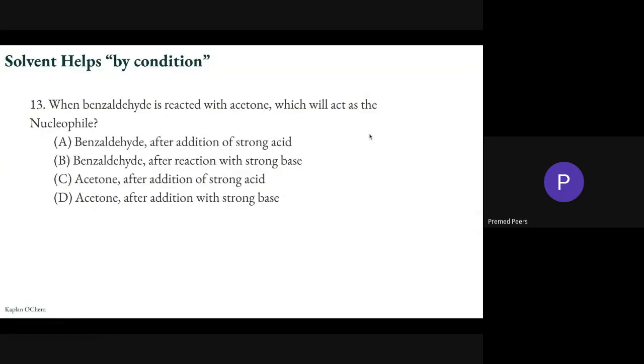So let's see. This question talks about benzaldehyde reacting with acetone. First of the things that we could be asked and to think about is which one is the nucleophile? Do you guys think it's the benzaldehyde or the acetone itself? I mean, Rashina has the answer, which is the acetone being the nucleophile. Do you guys agree?